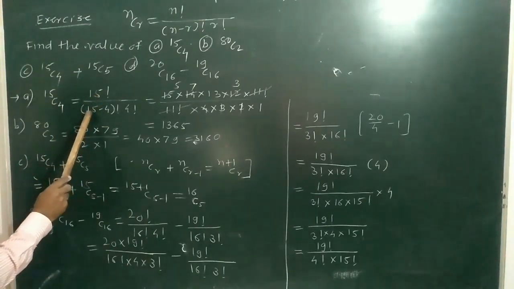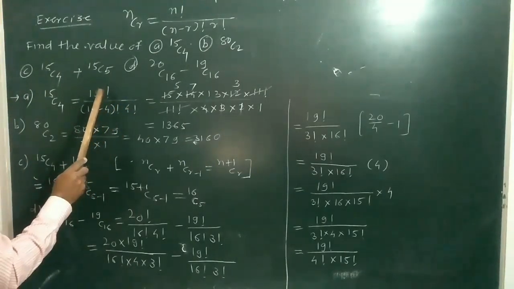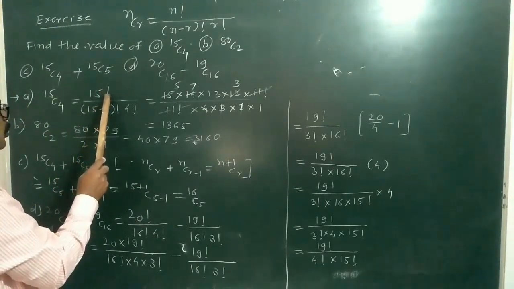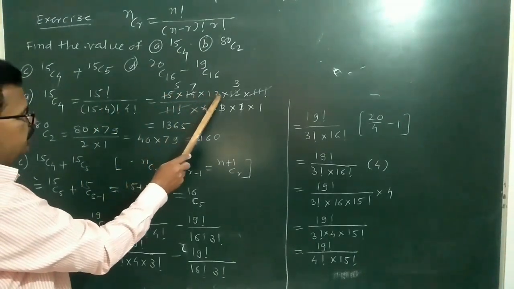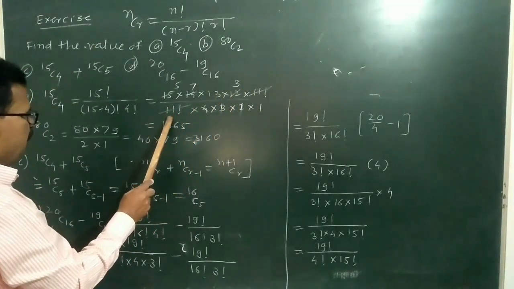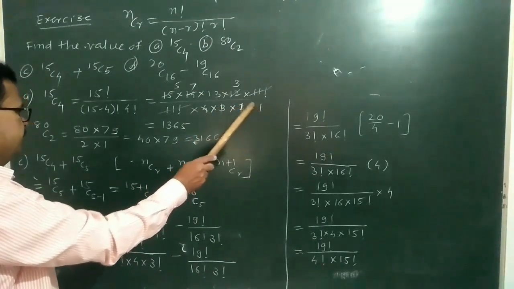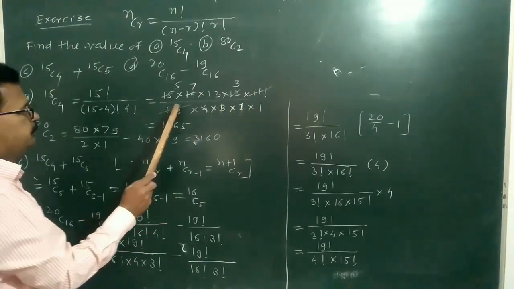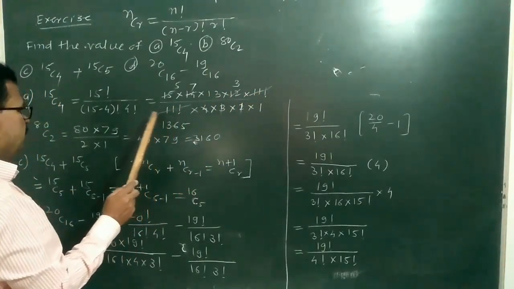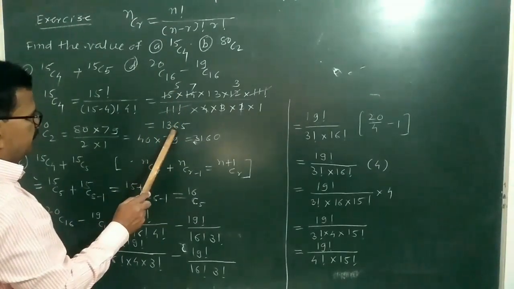15 factorial upon (15 minus 4) factorial into 4 factorial. 15 factorial write as 15 into 14 into 13 into 12 into 11 factorial upon 11 factorial into 4 into 3 into 2 into 1. Here, cancelling the terms 11 factorial upon 11 factorial, the product of the remaining terms is 1365.